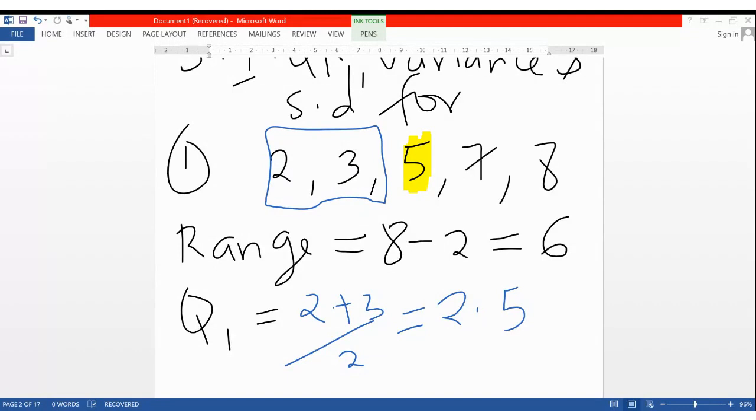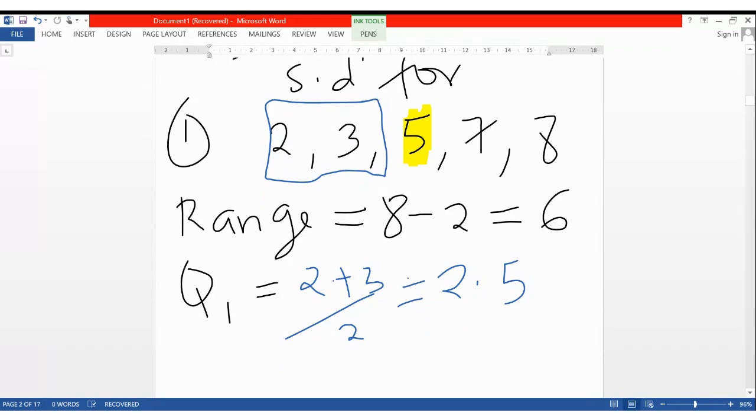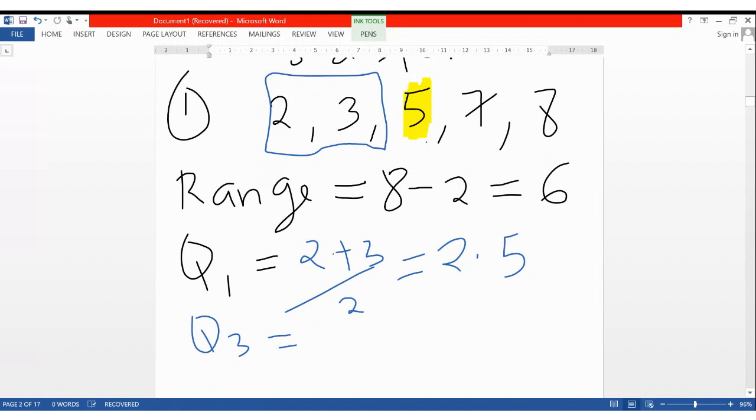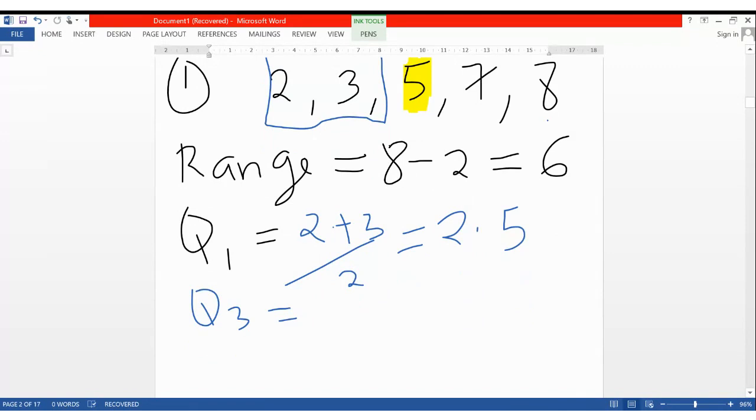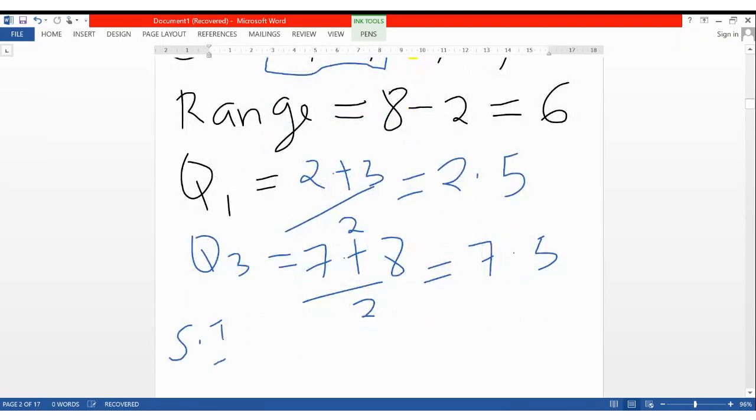Now, Q3 will be given by what? Again, 5. If 5 is our median, then we consider 7 and 8. The number in the middle there is 7 plus 8, because there are two numbers, we take the average, which is 7.5. So the semi-interquartile range will be given by a half of 7.5 minus 2.5. 7.5 minus 2.5, that is 5. So the answer should be 2.5.